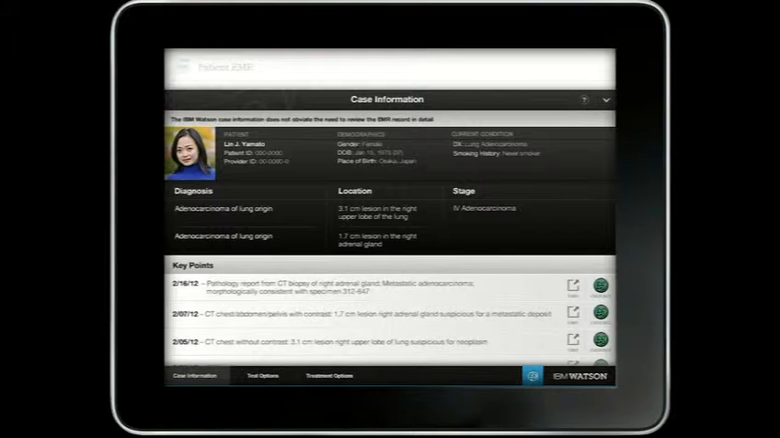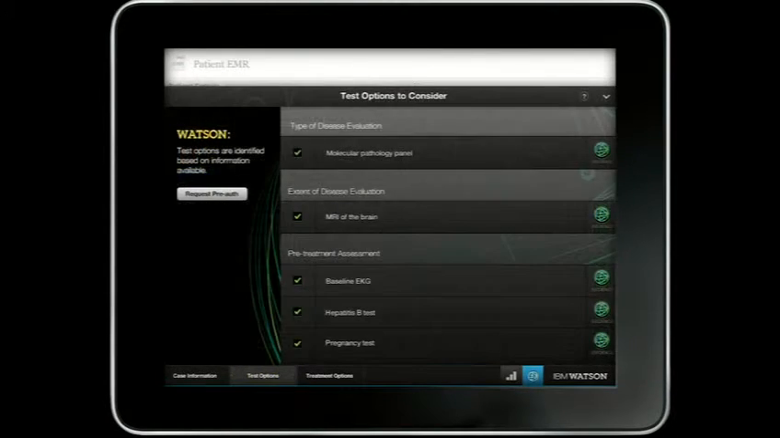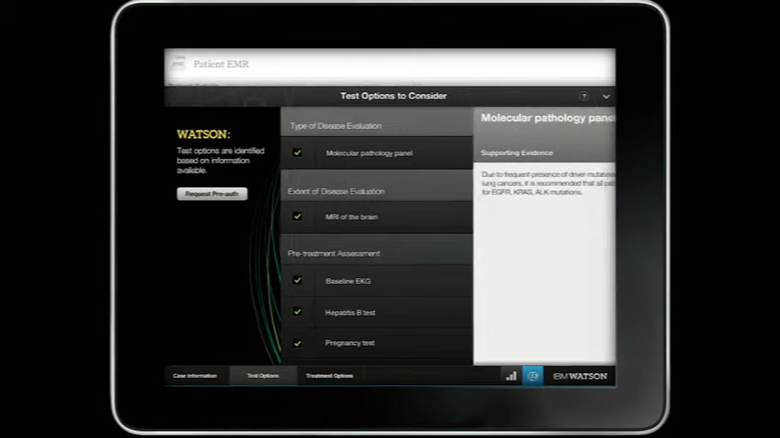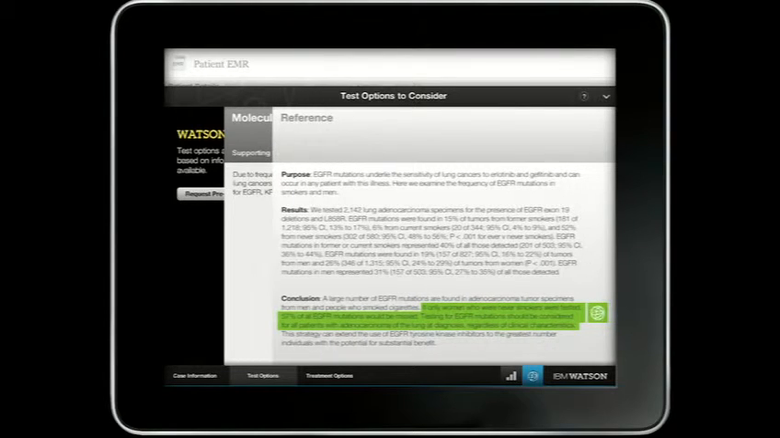Dr. Norton starts with the Case Information tab where Watson has pulled out the relevant information, as well as suggestions for additional information to gather. Moving to the Test Options tab, he sees tests that Watson suggests that he consider ordering. He presses the Evidence button to see the reasons why Watson suggested the first test. Then he drills down further into a specific reference that supports the suggestion.